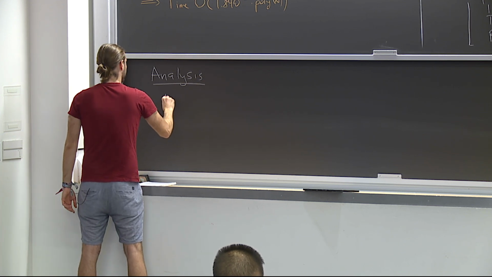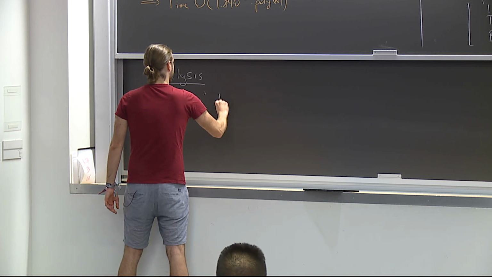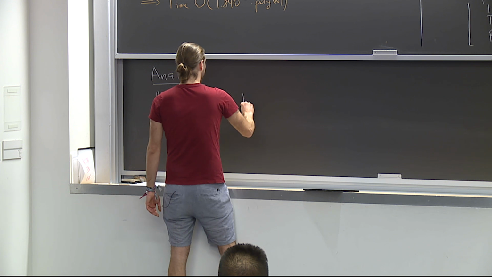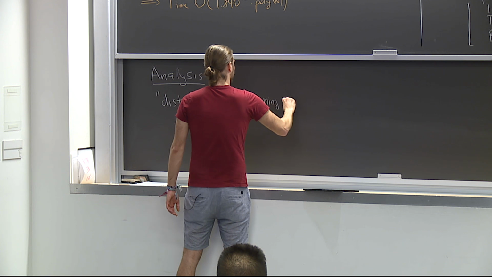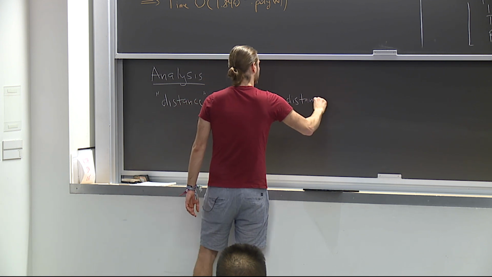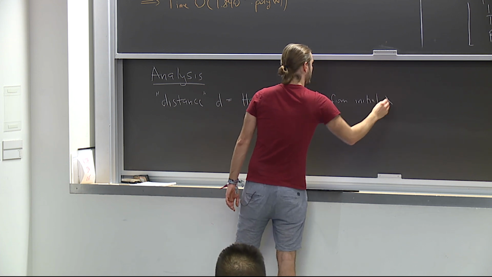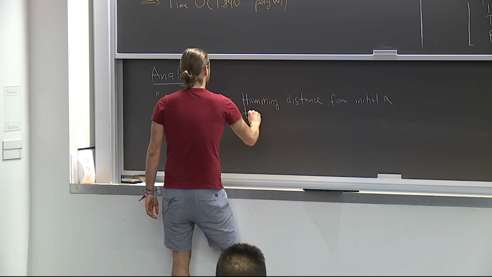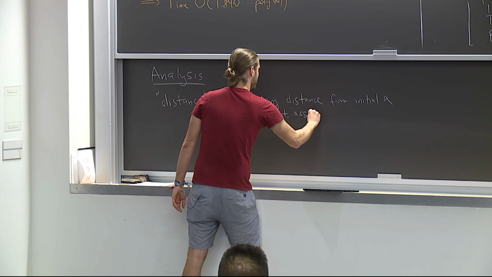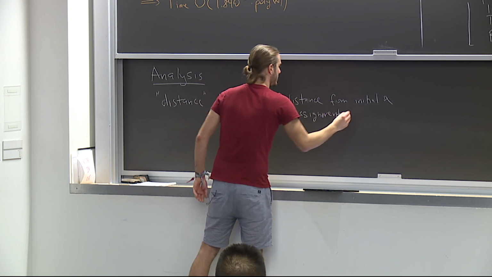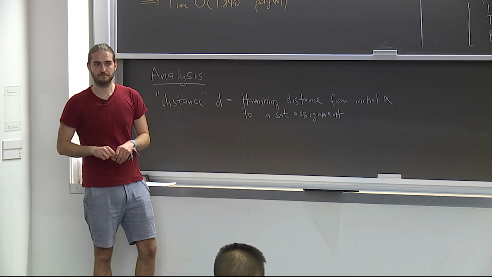Let me call the distance d the Hamming distance from the initial alpha to a satisfying assignment. Hamming distance just means how many bits I have to flip such that I reach the optimal assignment. OK?